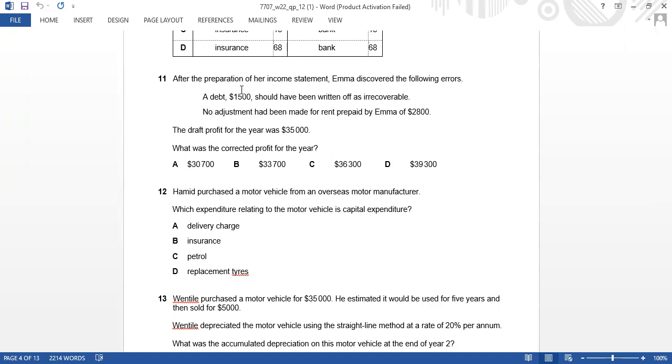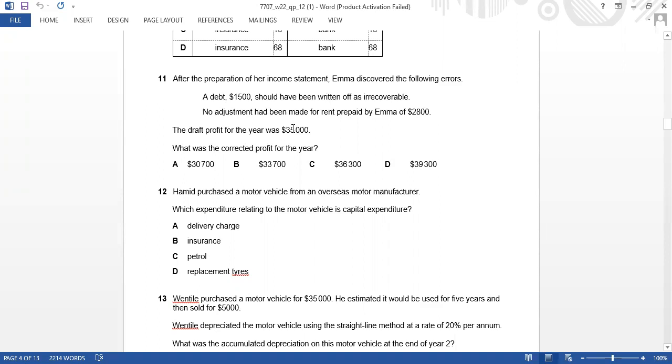A debt that is irrecoverable is an expense that will be deducted from 35,000. That means 35,000 minus 1,500, and a rent prepaid. When an expense is prepaid, the expenses are deducted and the profit is increased. So 2,800 will be added to 35,000 minus 1,500. The answer will be 36,300, answer C.